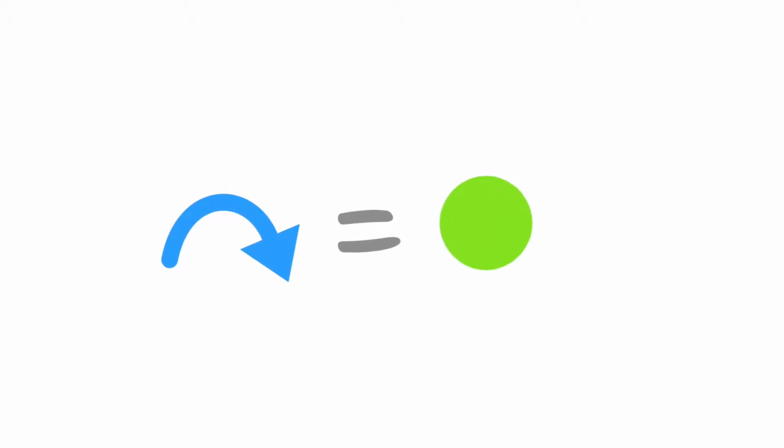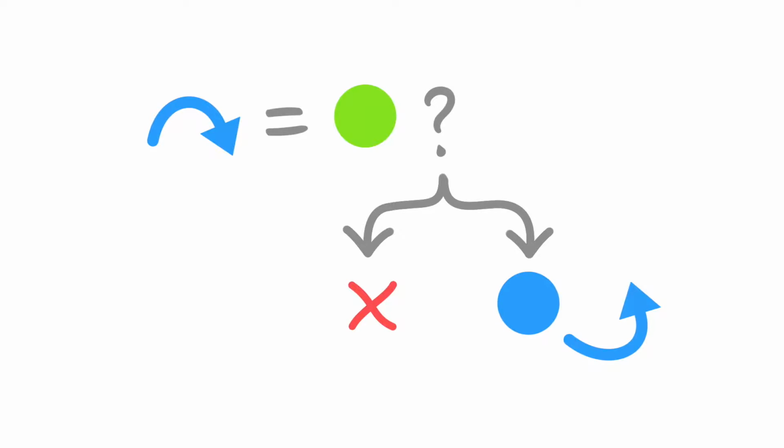Here's how it works. If a cell receives a message telling it to turn a certain color, then it will compare it to its current shade. If they're the same, it'll just ignore the message, but if they're different, then it'll change its color and pass the message on to all of its neighbors.